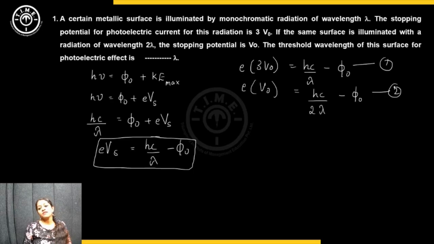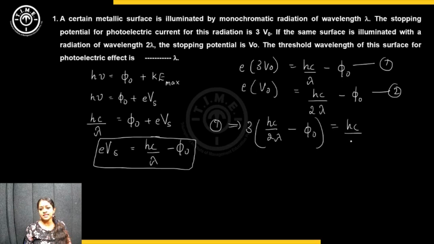Now, we have to solve equation 1 and equation 2. How will you solve this? See, we have from equation 2 what eV0 is. We have to substitute that in equation 1. So you will get equation 1 as 3 into, for eV0, the substitution from equation 2, that is hc by 2 lambda minus phi 0, and this is equal to hc by lambda minus phi 0. So, just rewriting equation number 1.